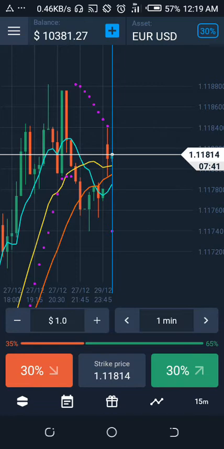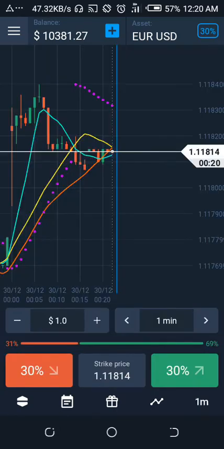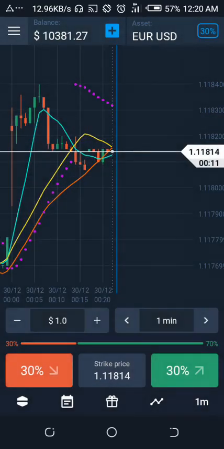That is, if the candle starts here, the trade will be closed if it takes 15 minutes before we form another candle. Hope you understand. Now let's get back to a one-minute trade. I changed it to a one-minute time frame for the benefit of this tutorial video, using the duration, the time that we use before it expires.